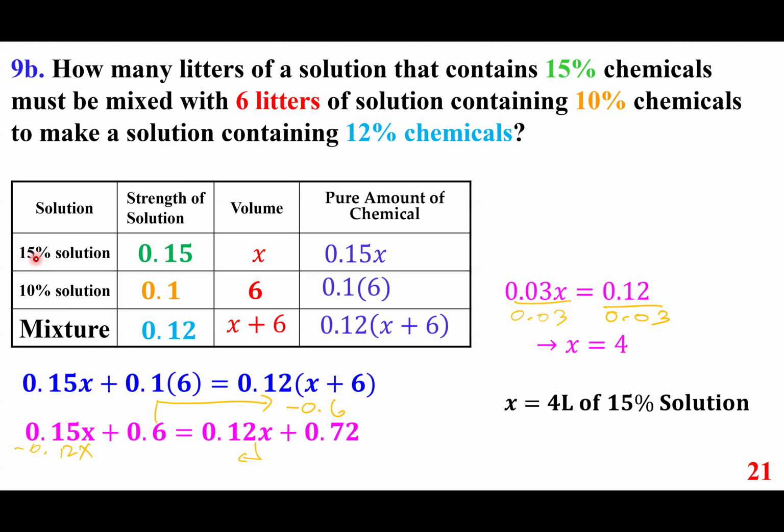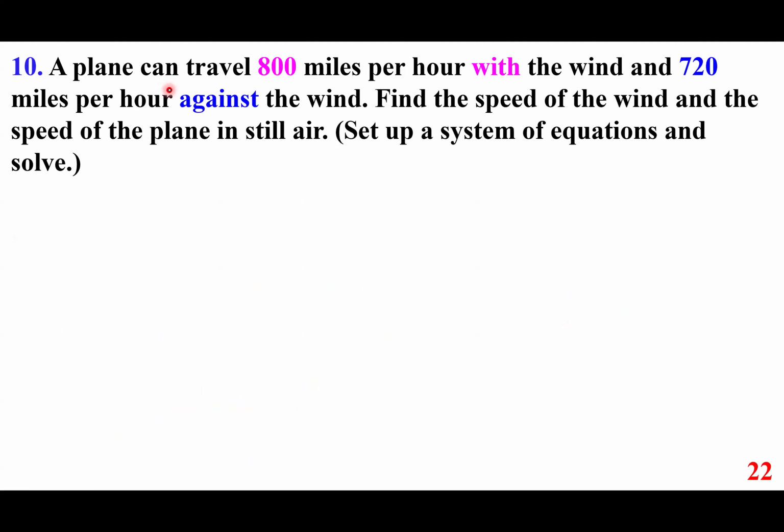Systems of equations. A plane can travel 800 miles per hour with the wind and 720 miles per hour against the wind. Find the speed of the wind and the speed of the plane in still air. Set up a system of equations and so on. It's important to understand that when we go in the same direction as the wind, or if we are swimming with the current, the speed of the wind or the current in the same direction will help us, will be added to our speed. And if you're going against the wind, against the current, it works against us.